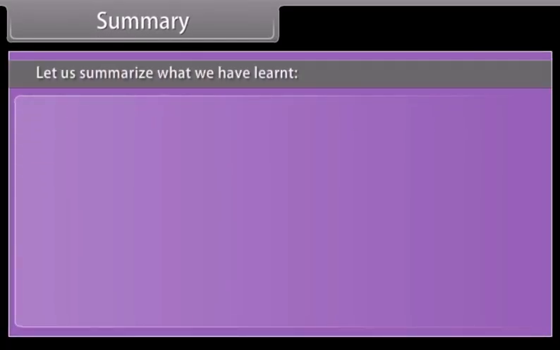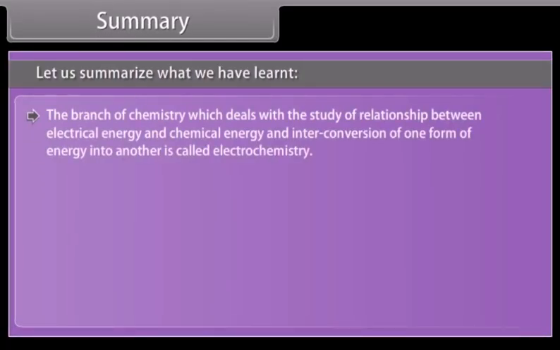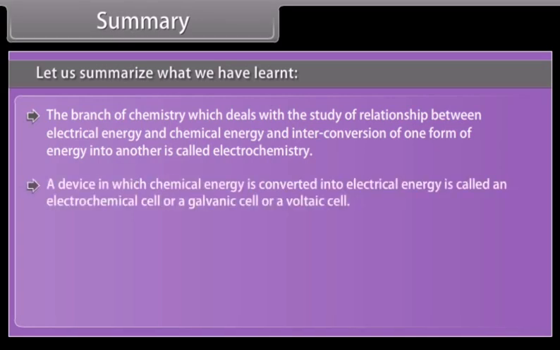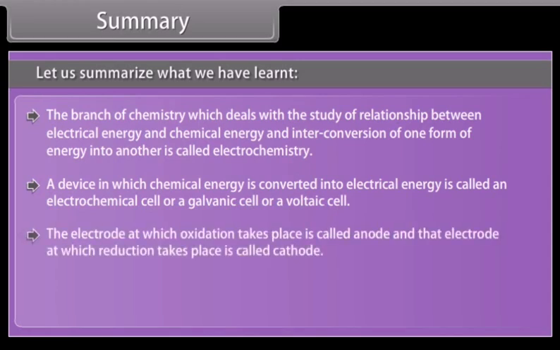Summary. Let us summarize what we have learnt. The branch of chemistry which deals with the study of the relationship between electrical energy and chemical energy, and interconversion of one form of energy into another, is called electrochemistry. A device in which chemical energy is converted into electrical energy is called an electrochemical cell, or a galvanic cell, or a voltaic cell. The electrode at which oxidation takes place is called anode, and that electrode at which reduction takes place is called cathode.